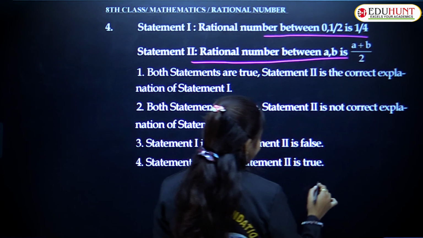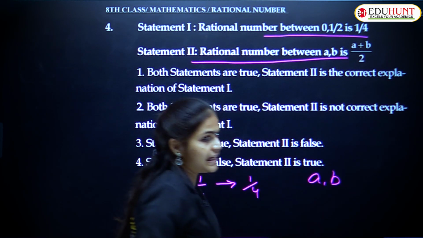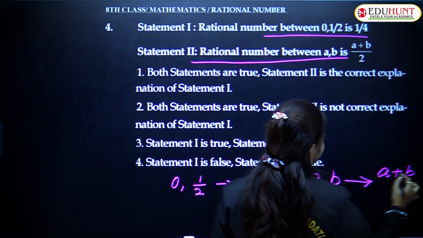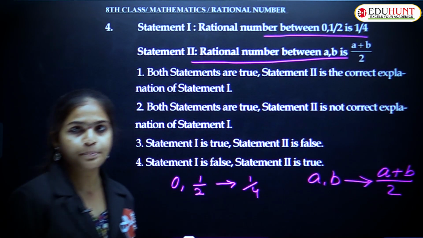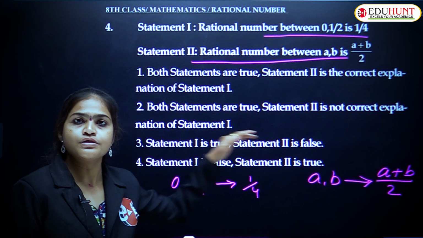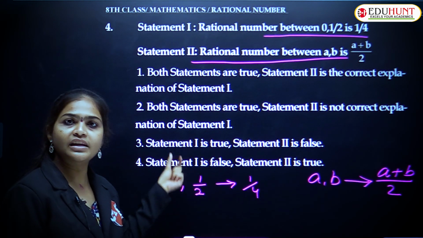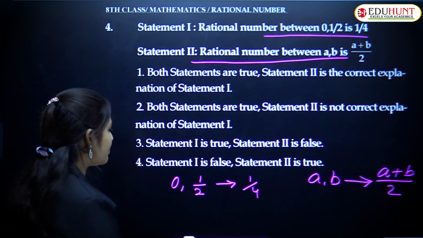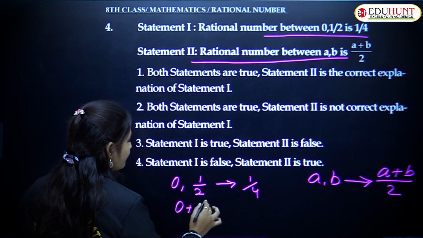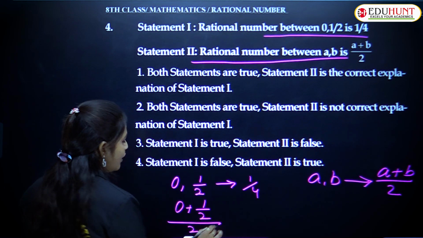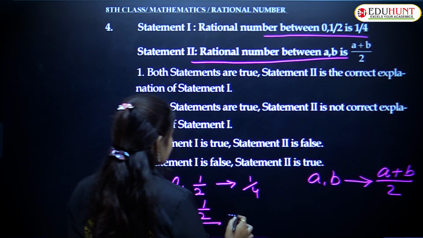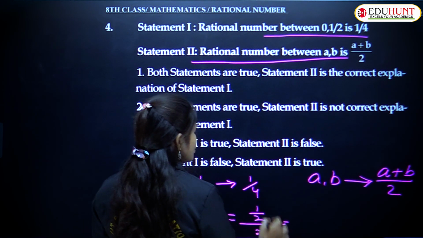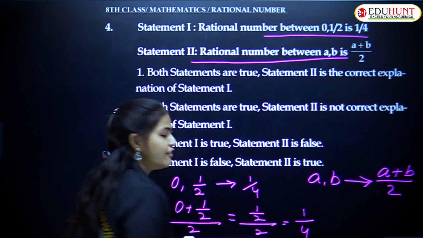So a rational number between A and B, where A and B are any two rational numbers. The formula to find the rational number in between A and B is A plus B by 2. That is the second statement. Now come to the first statement. In the first statement they give an example. So just substitute this example in the second statement. So A is equal to 0, B is equal to 1 by 2, and whole by 2. Which equals 0 plus 1 by 2, that is 1 by 2, whole by 2. So 1 by 2 by 2 is equal to 1 by 4.